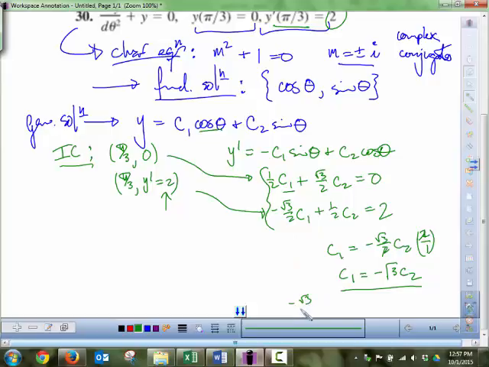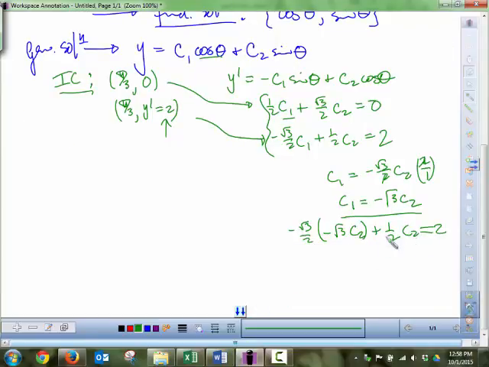Negative root 3 over 2 C1. Oops, I want to replace C1 with negative root 3 C2 plus 1/2 C2 is equal to 2. Let's continue solving for that. That's positive 3 over 2, 3/2 C2 plus 1/2 C2 is equal to 2. So 2 C2 divided by 2 is just C2 is equal to 1.